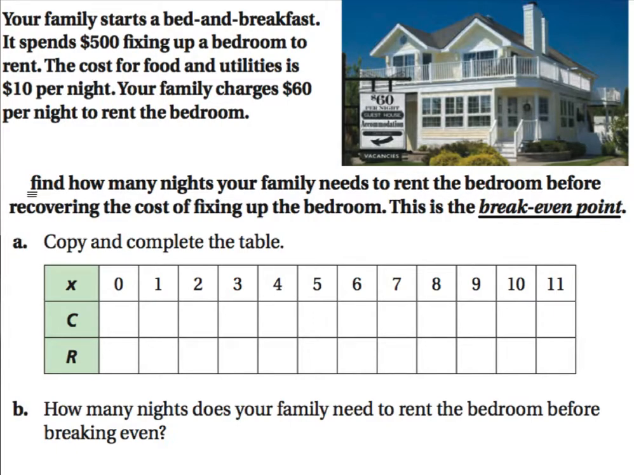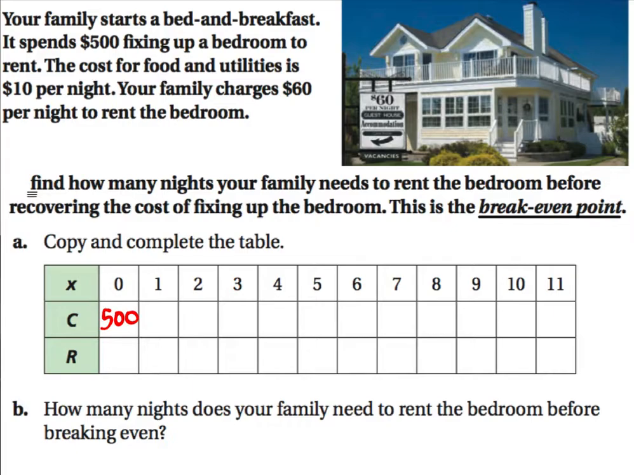So on this, x is going to be the number of nights we rent it out. C is the cost, what it cost us, and R is the revenue that we bring in. So let's go through cost first. If it costs us $500 to get it fixed up, we're going to start out with a $500 cost, and that's without renting it out at all.